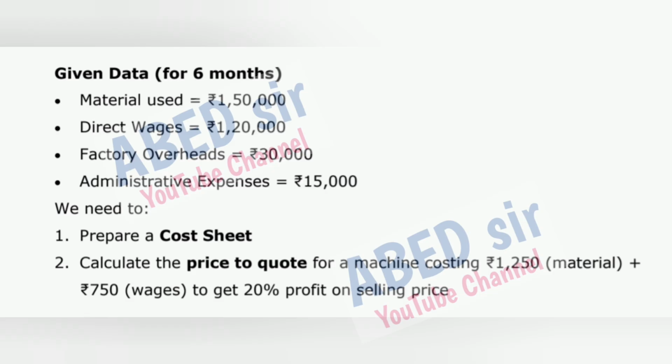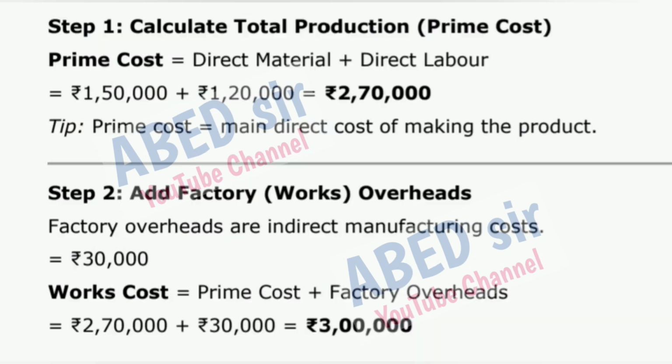We need to 1. Prepare a cost sheet. 2. Calculate the price to quote for a machine costing 1,250 rupees material plus 750 rupees wages, to get 20% profit on selling price. Step 1. Calculate total production prime cost. Prime cost equals direct material plus direct labor, equals 1,50,000 rupees plus 1,20,000 rupees, equals 2,70,000 rupees. Tip: prime cost equals main direct cost of making the product.